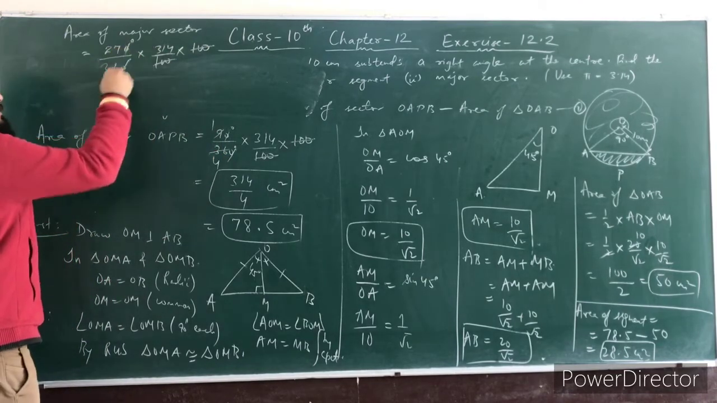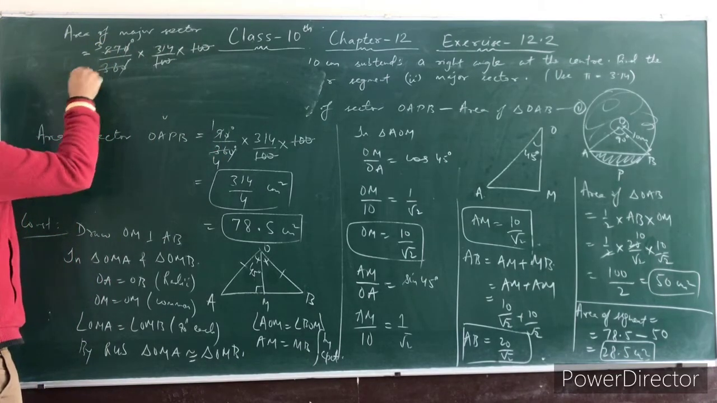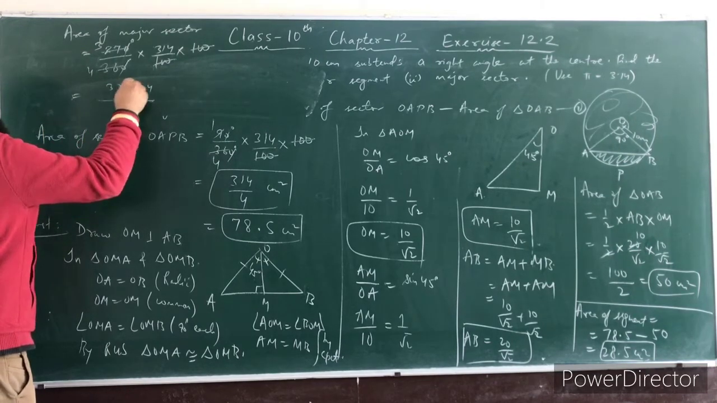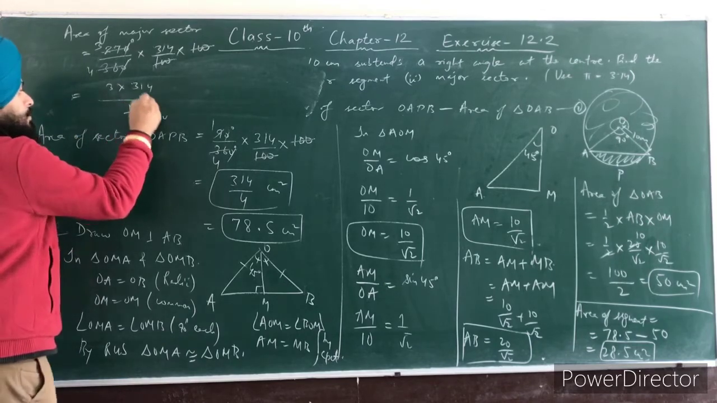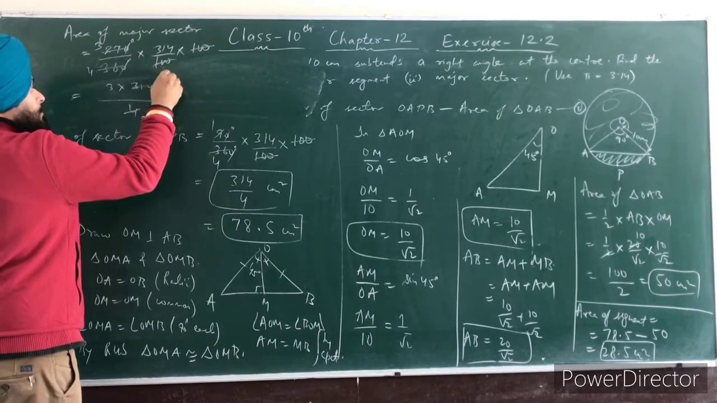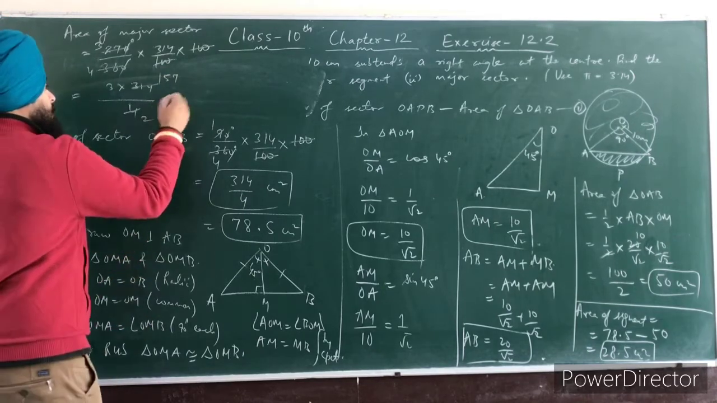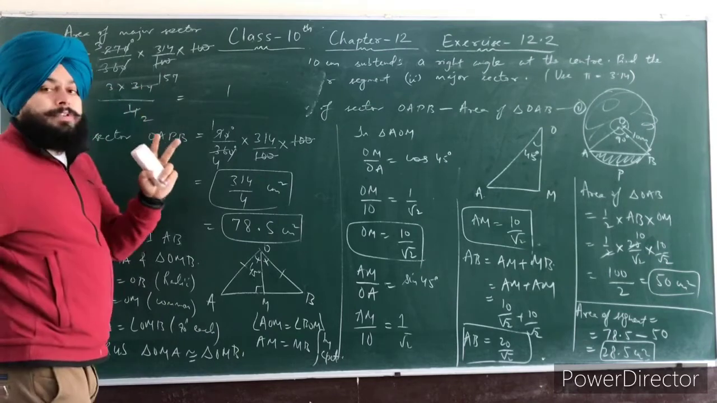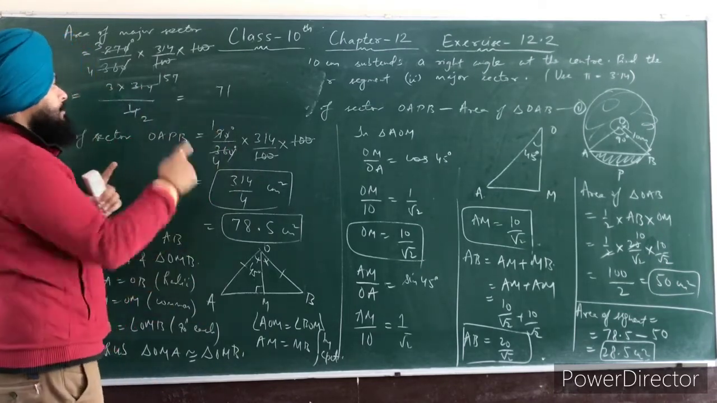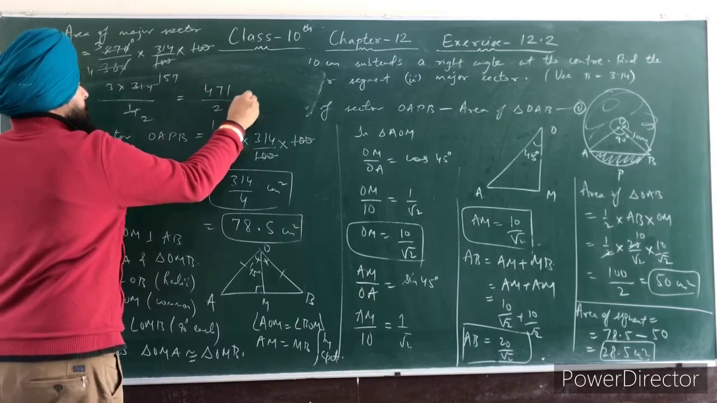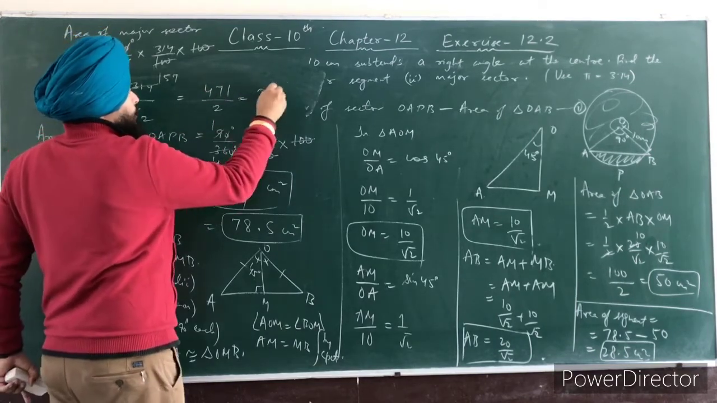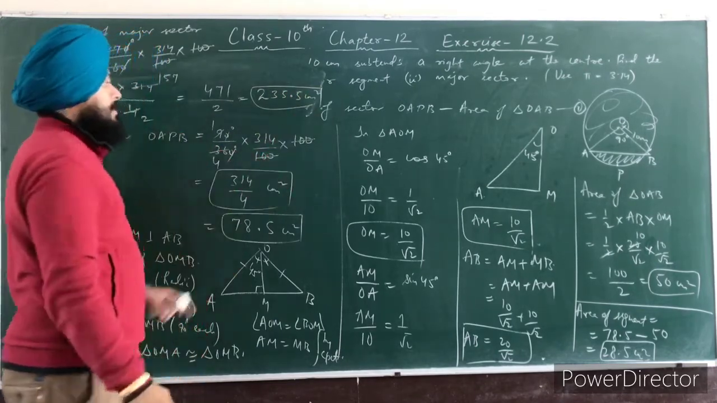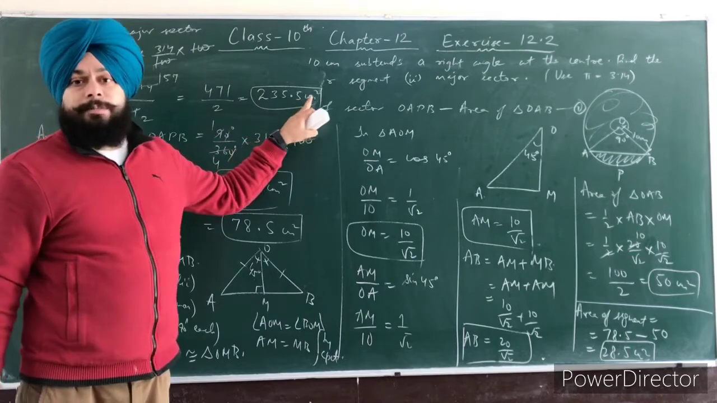100 cancels, 0 cancels, 9 3s are 27, 9 4s are 36. So 3 multiplied by 314 over 4. Now 2 2s are 4, 2 1s are 2, 2 5s are 10, 2 7s are 14. Then 3 7s are 21, 2 carry, 3 5s are 15, 15 plus 2 is 17, 1 carry, 3 1s are 3, 3 plus 1 is 4. 2 2s are 4, 2 3s are 6, 2 5s are 10. So the answer is 235.5 centimeter square.